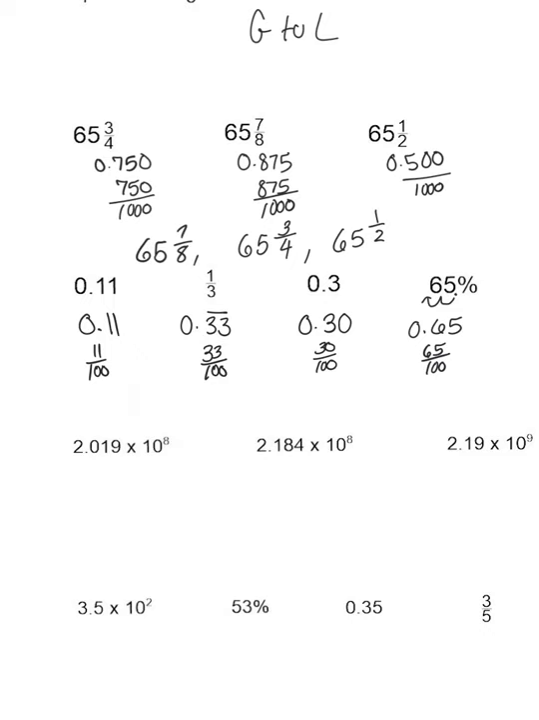Okay, my biggest is that 65 hundredths, so that was my 65%. Okay, then it was my 1/3, this 33 hundredths. Then my 3/10, and then my 11 hundredths.